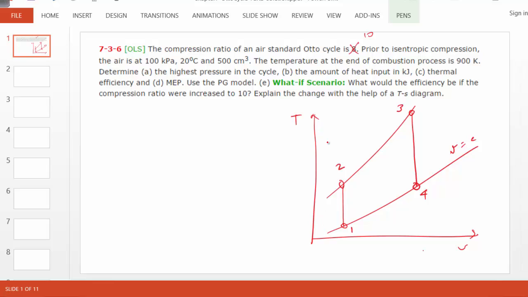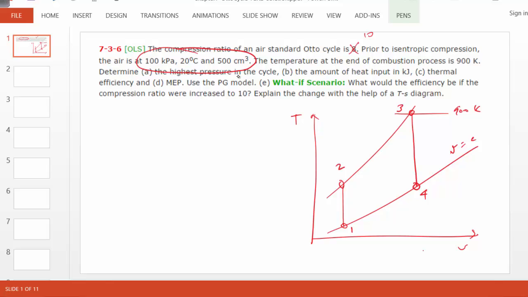So 1 to 2 is the isentropic compression, and we know the compression ratio is 10. This must be state 1. So state 1, a lot of information supplied. Temperature at the end of combustion, so that must be the temperature here, 900 Kelvin. What else is known? That's it, and we have to find the highest pressure, amount of heat input, etc.